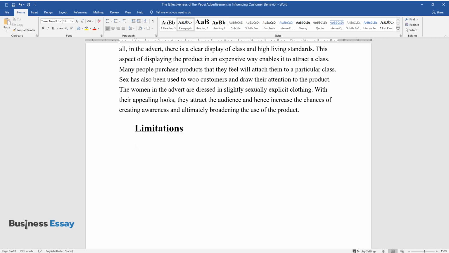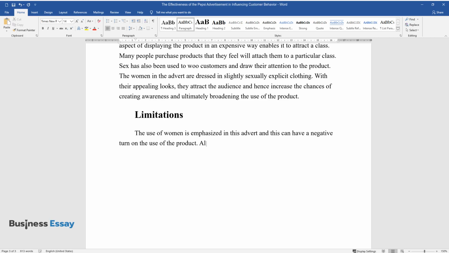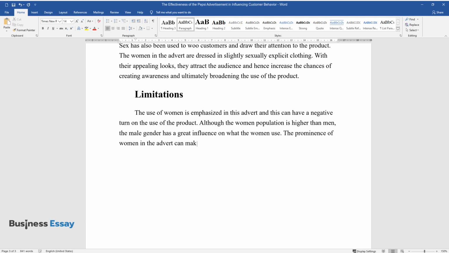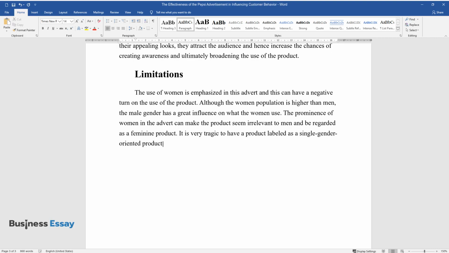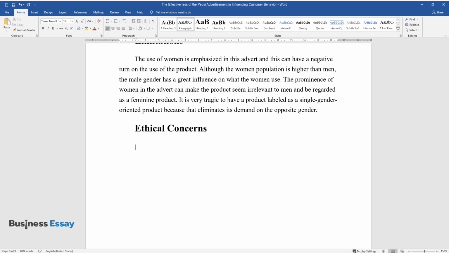Limitations. The use of women is emphasized in this advert, and this can have a negative turn on the use of the product. Although the women population is higher than men, the male gender has a great influence on what the women use. The prominence of women in the advert can make the product seem irrelevant to men and be regarded as a feminine product. It is very tragic to have a product labeled as a single gender-oriented product because that eliminates its demand on the opposite gender.